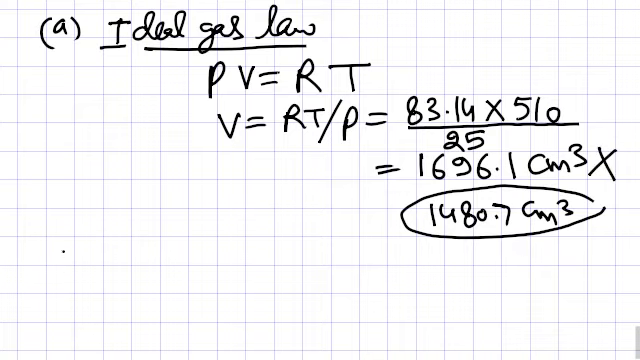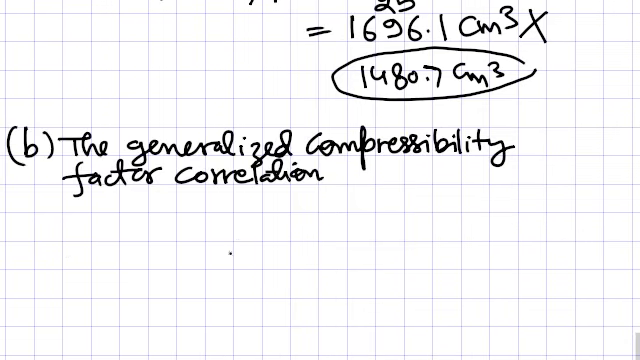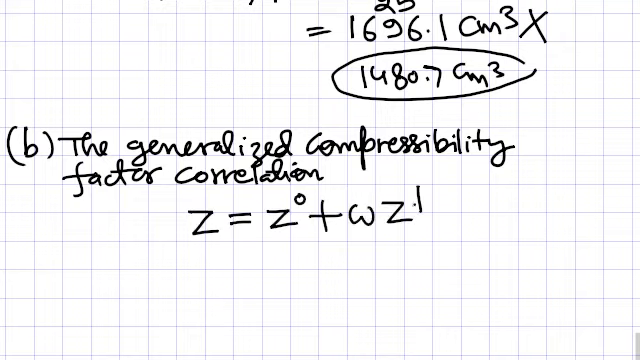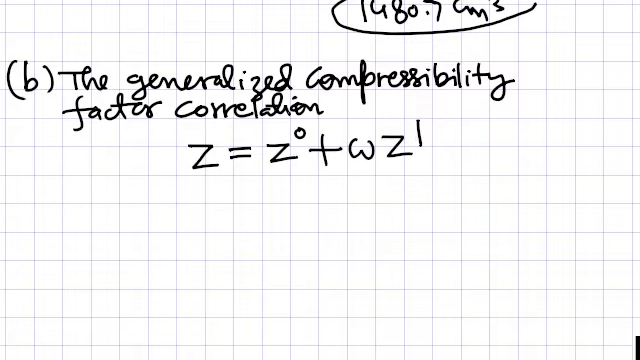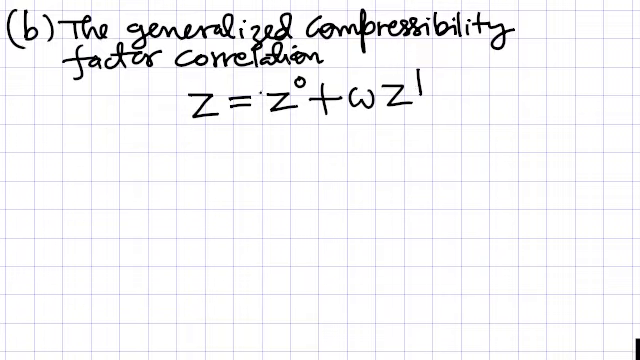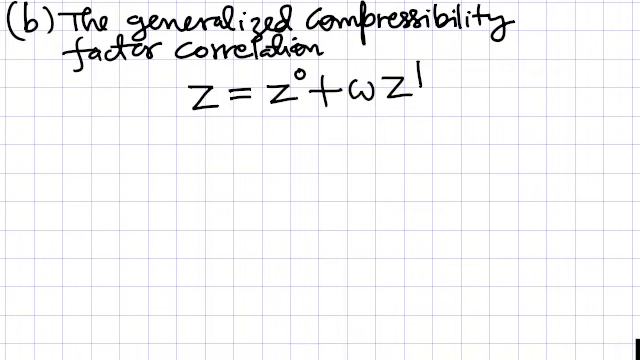Now we will use the generalized correlation, and the formula you already know. Now we will go to the table and find these values, and before going to the table we need data for normal butane. What is this? Critical data we need, that is very important, and the eccentric factor. So we are going to that table.